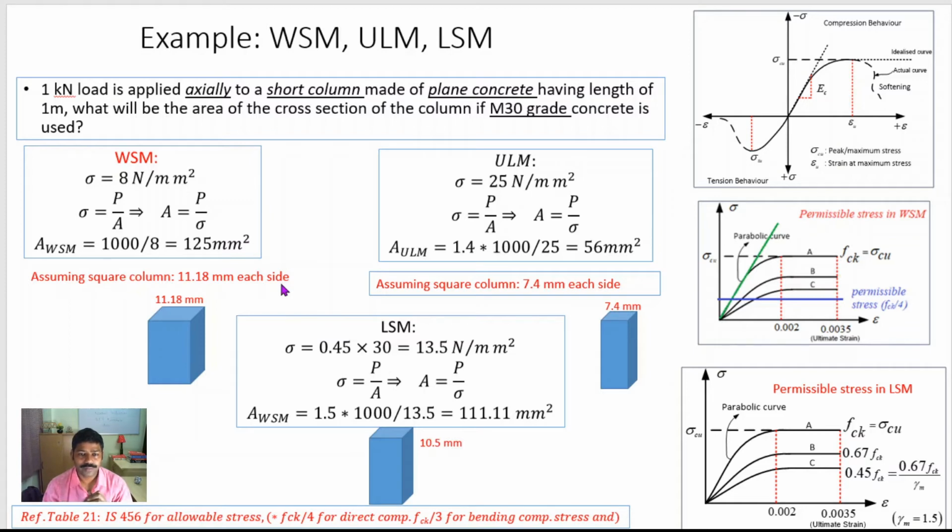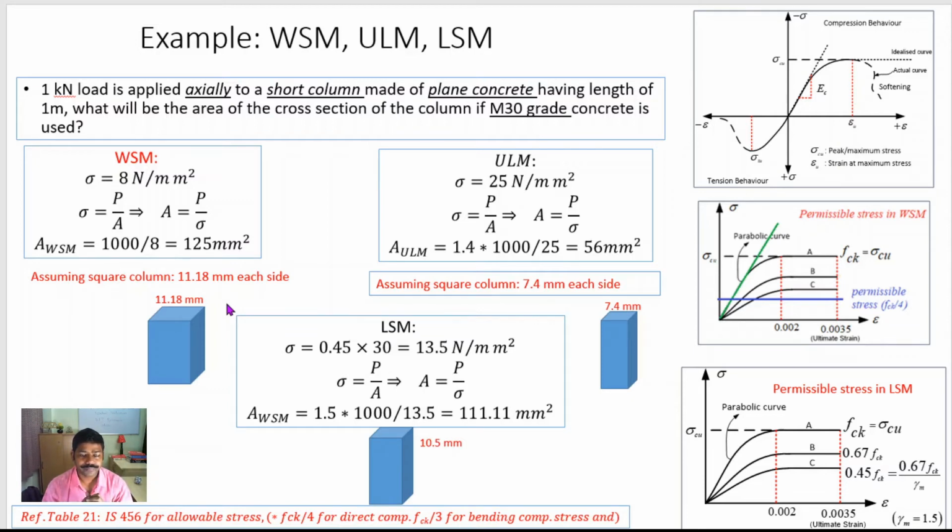Now if you consider both things, 0.45 FCK comes to 13.5. The area will come 111.11. If you take the square root of it, you will get 10.5. Now if we consider the working stress method, the size is coming 11.18. If we consider the ultimate load method, or ultimate stress method, it is coming 7.4 mm, and if you consider the limit state method, it is coming 10.5.